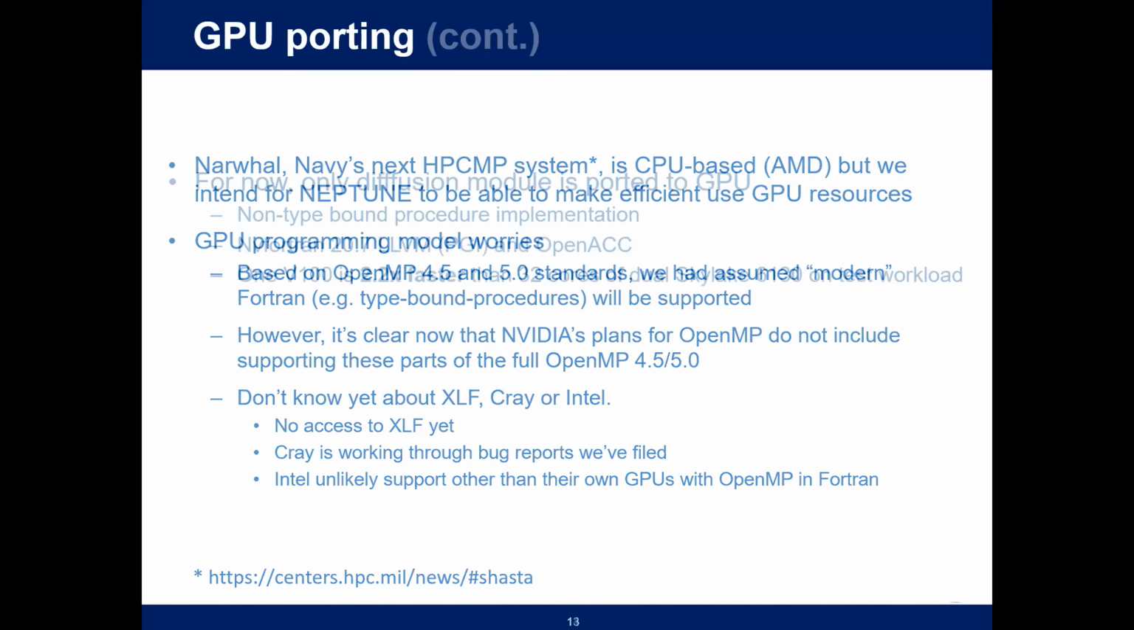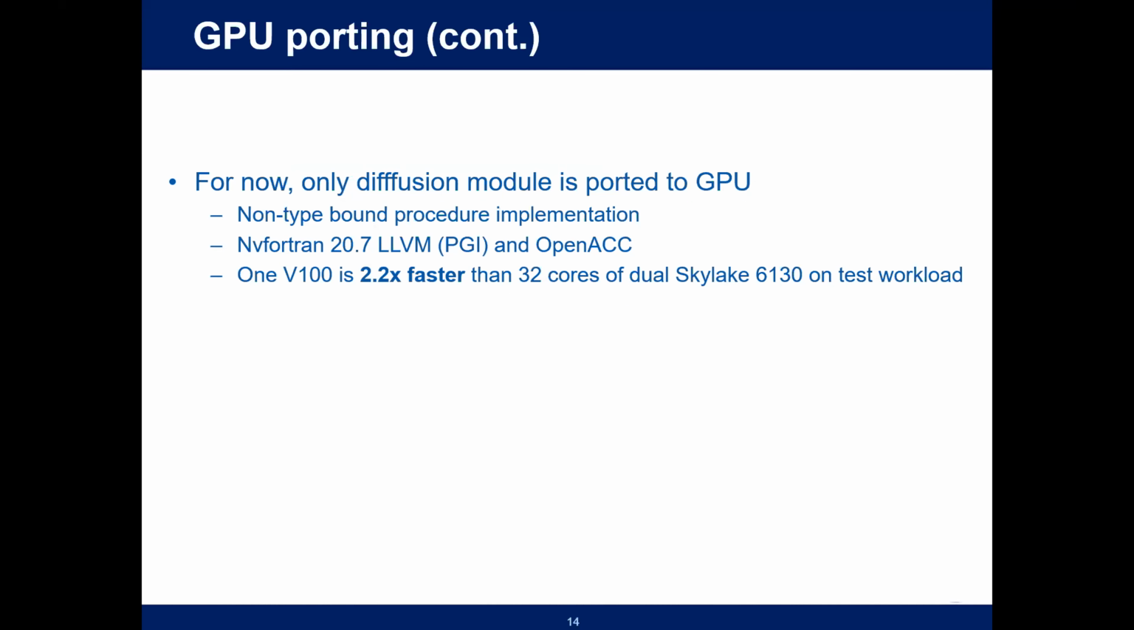So for now, we do have part of the diffusion model ported to GPU. That's the diffusion kernel in the refactored code that Chris Kung put together. We took apart all the nice object-oriented stuff and have a non-type-bound procedure implementation. Testing that on a V100, it's 2.2 times faster than 32 cores of a dual Skylake on the test workload that we tested.